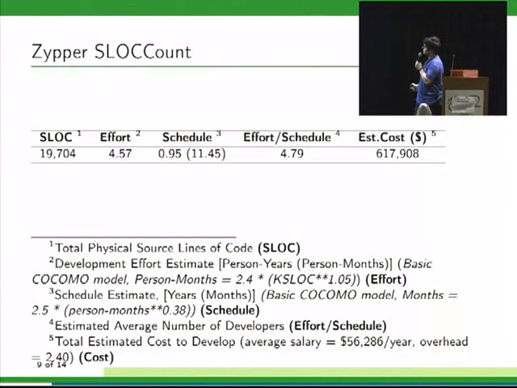in dollars, and we assume that the average salary is $56,286 per year, and the overhead is 2.40. These are the default configurations. So if somebody wants to change the average salary or the effort or whatever, they have to interact with the source code of the SLOCCount tool.